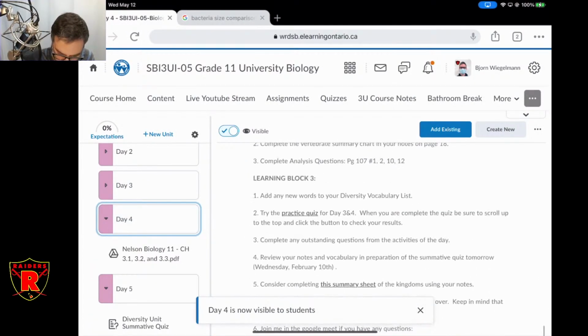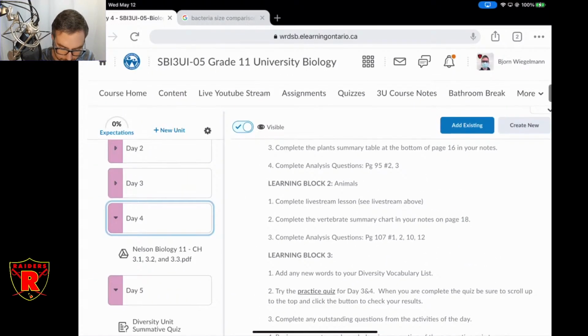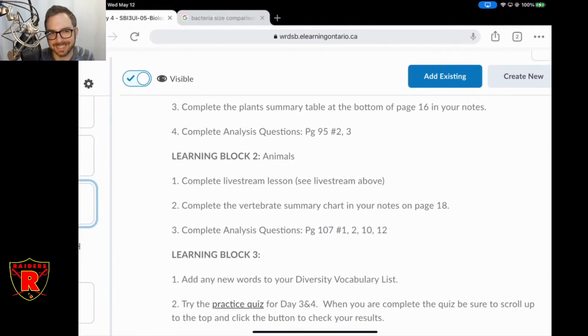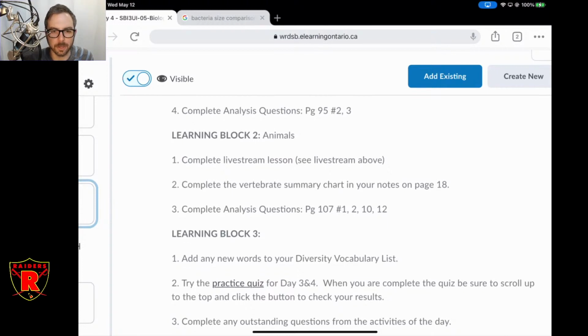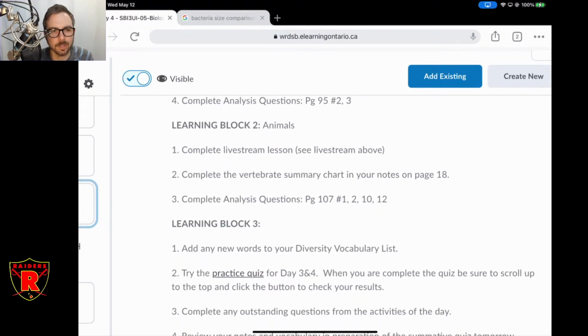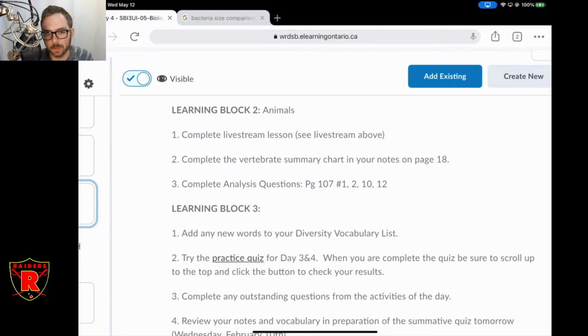So, as mentioned here, we're going to cover animals. Animals is actually on day 4. Yeah, the timeline is a little bit tight, so realistically, we got to it on day 5, no big deal. So I'm going to go through a note together with you about animals. There is a summary chart that you're going to complete in your notes on page 18 on vertebrates.